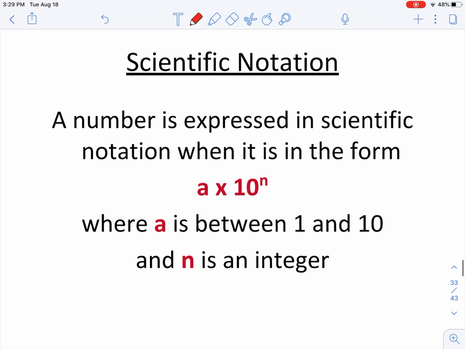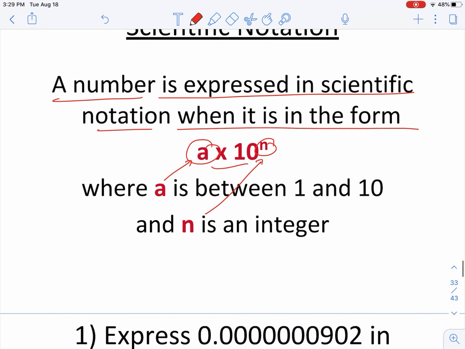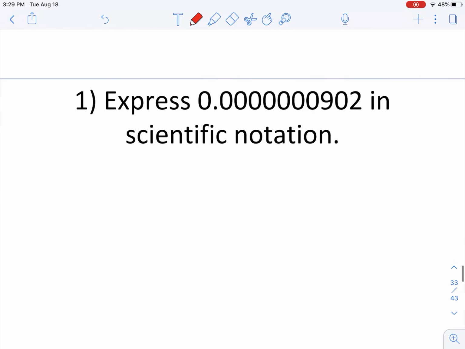So a number is expressed in scientific notation when it is written in the form of A times 10 to the power of n. A is just a digit between 1 and 10. So it could be like 9.9. It could be 1.1. Anything in between 1 and 10. N is going to be an integer, and that's just a negative or positive whole number. Great. So let's just take a look at this example.